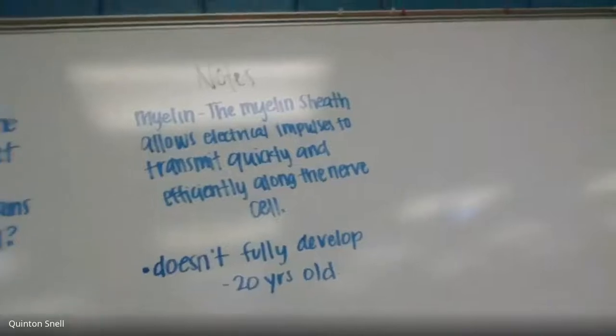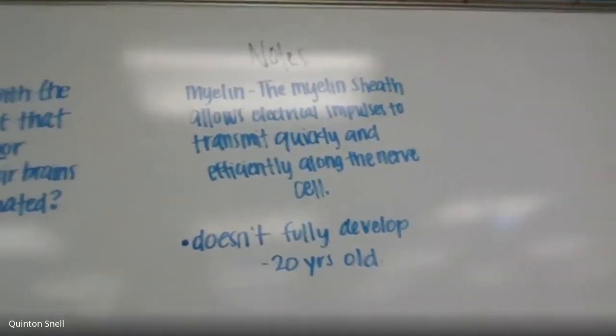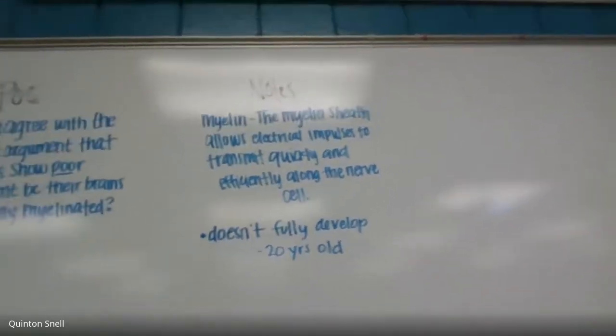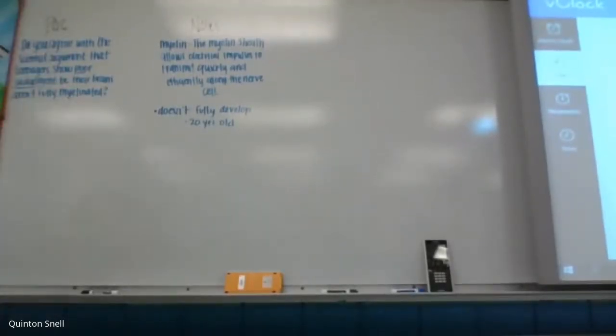Myelination in brains or judgment. It says, do you agree with the scientist's argument that teenagers show poor judgment because their brains aren't fully myelinated? And what is myelinated? Like, it ain't fully grown yet. Like, it ain't fully developed. So what is the myelin sheath? That's just part of it. That's something that covers the myelin.